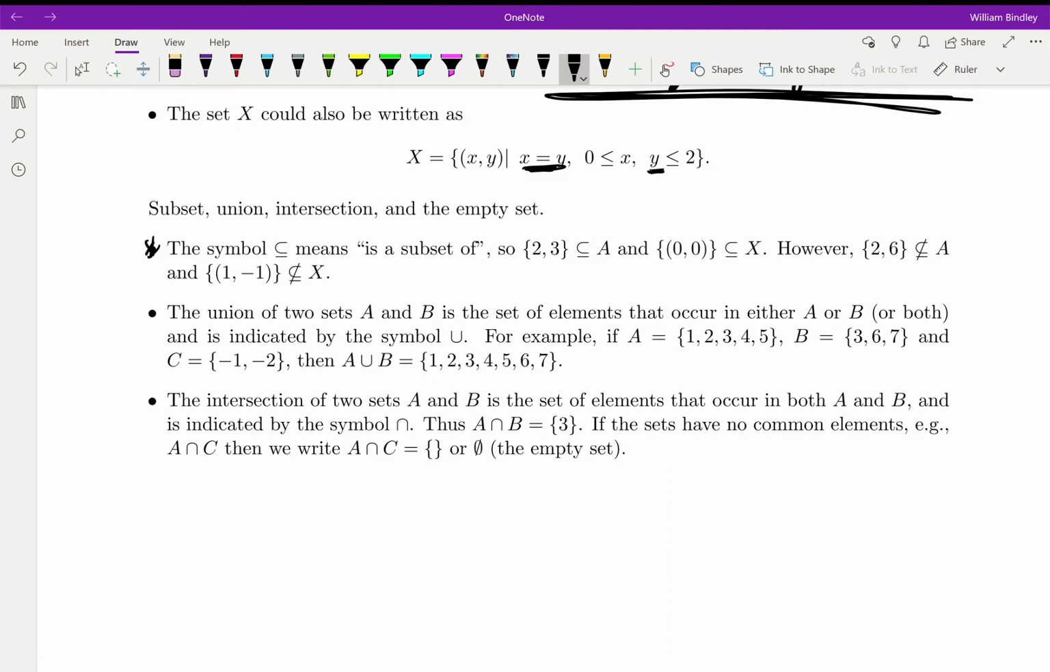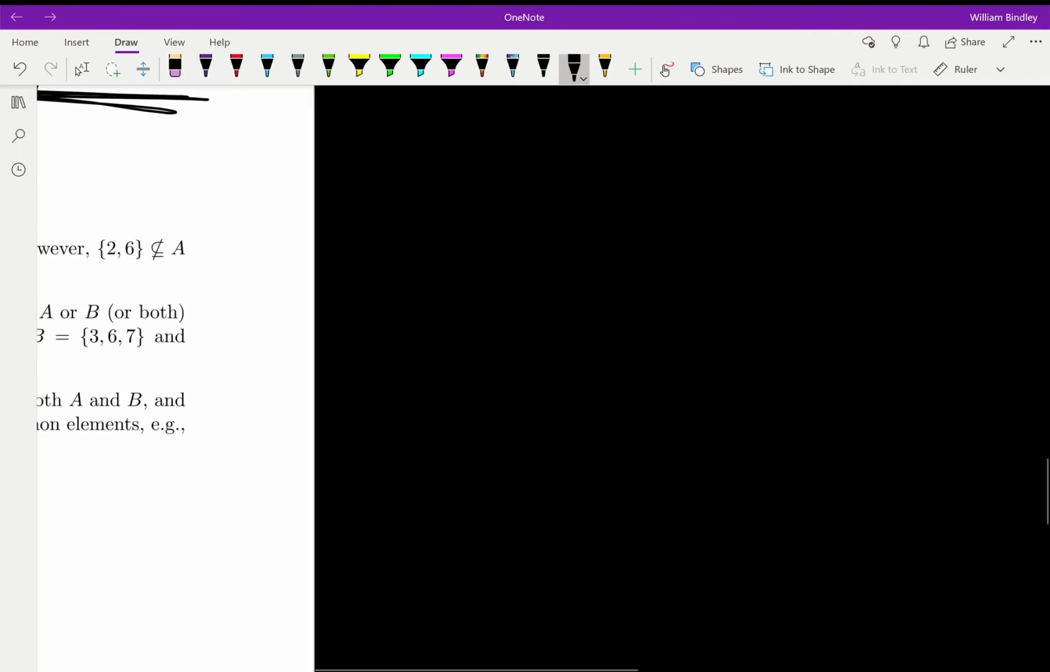Okay, so for example, {2, 3} is a subset of A, and the set that contains the origin, the coordinate (0, 0), is a subset of x. This is x up here. Okay, and just maybe a few comments on the subset relation.